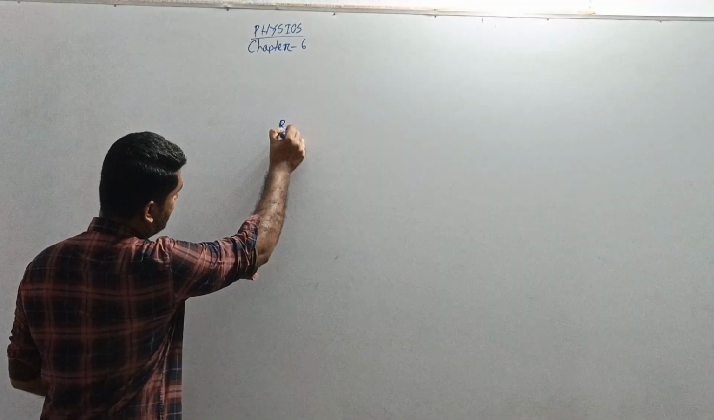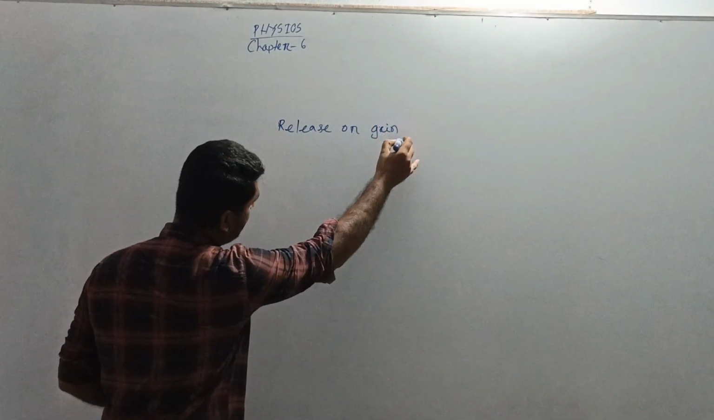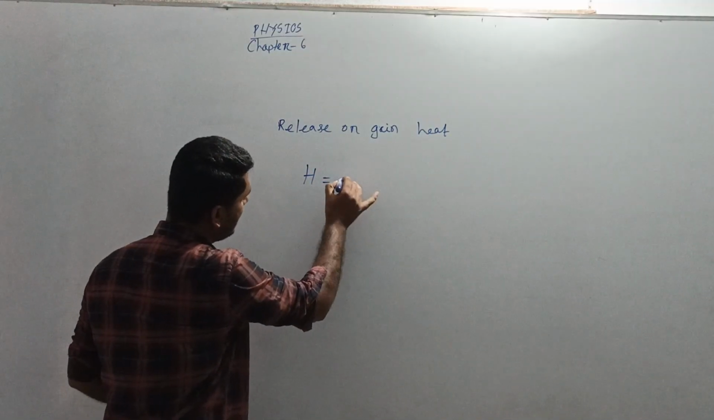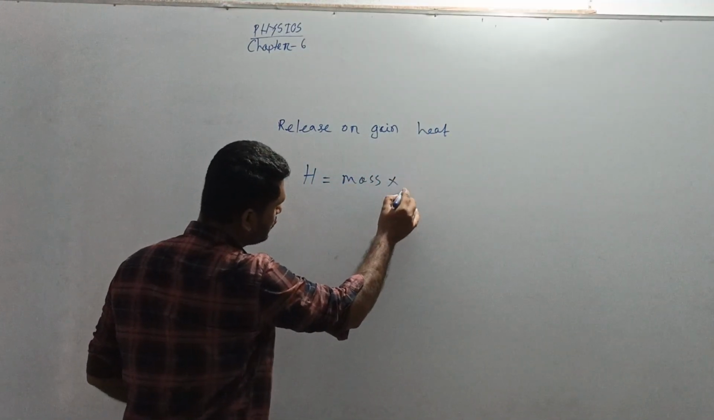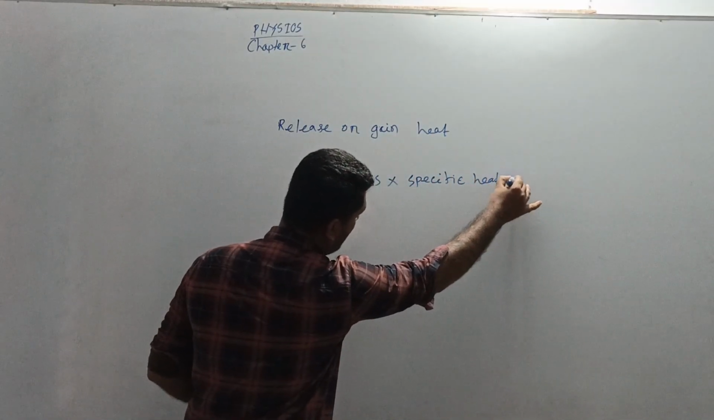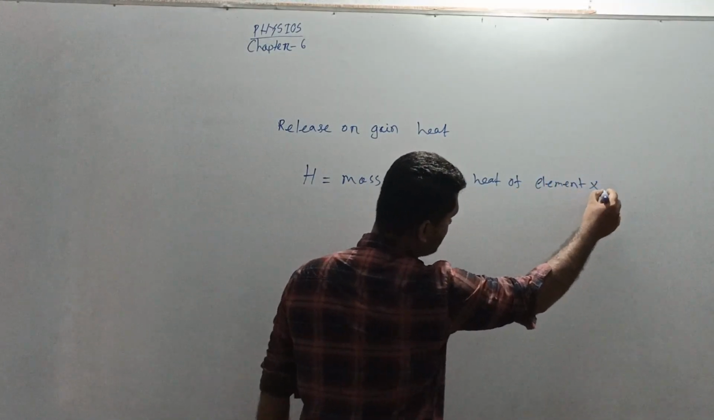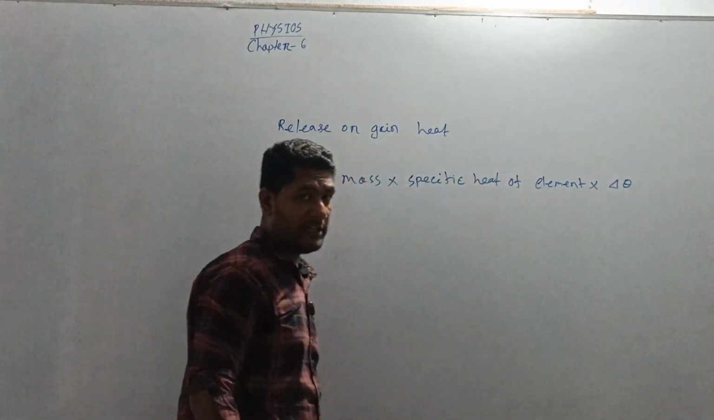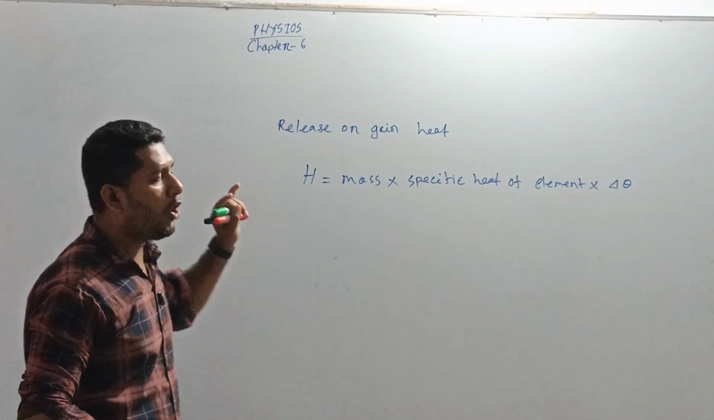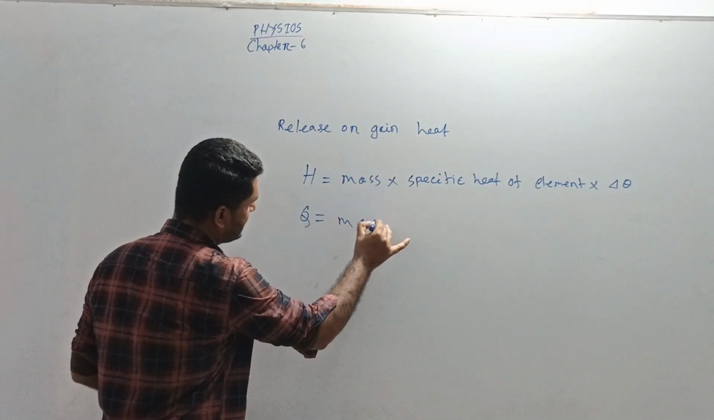Gain or release heat energy, H or Q, equals the mass of that object into the specific heat of the element or object into the change in temperature, del theta. That means an object can release or gain heat: Q or H equals m s del theta.